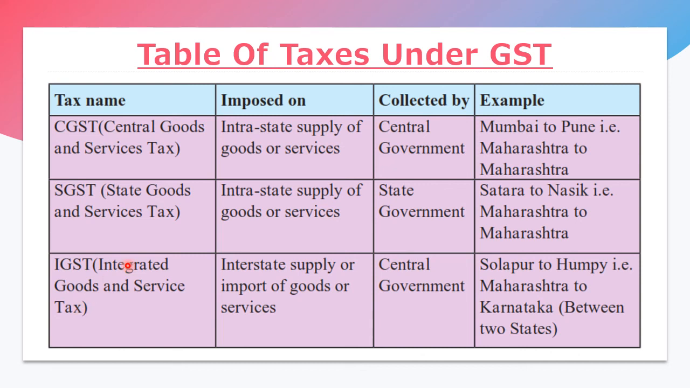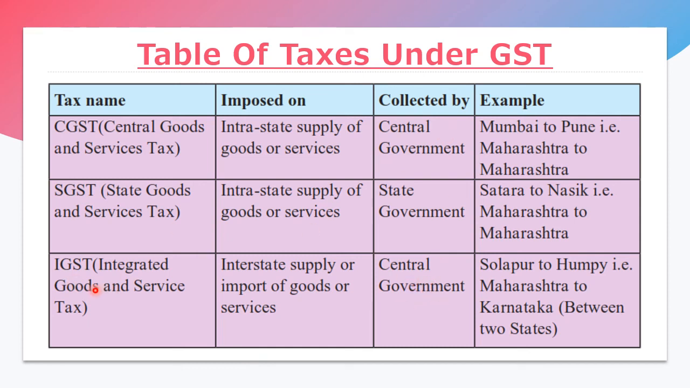So this is integrated, meaning what? With other states, right? ये दूसरे state के साथ है. I am not talking about country, I am talking about the states only. अगर दो अलग states के बीच में goods और services का supply हो रहा है तो उसे कहते हैं integrated goods and service tax. So this is imposed on interstate supply or import of goods or services. अगर आप goods or service को import या export कर रहे हो, so that time this IGST will be imposed, and this will be collected by central government.